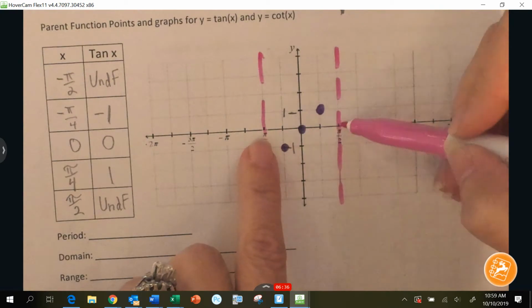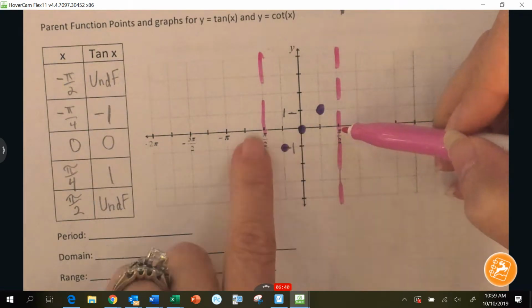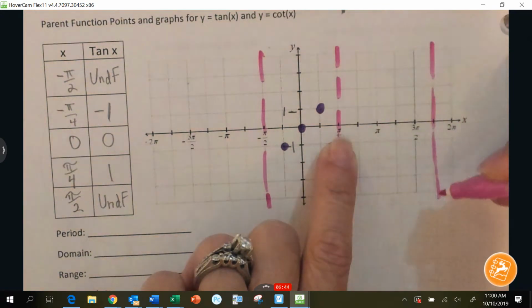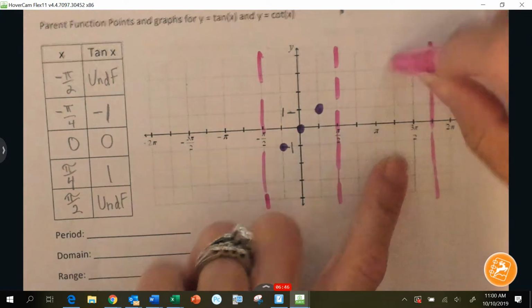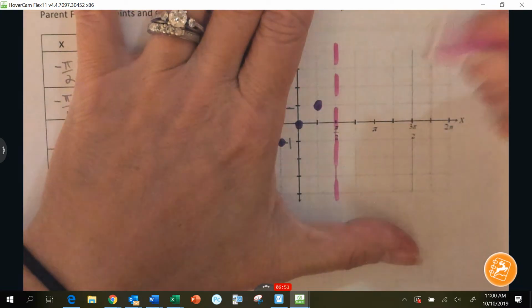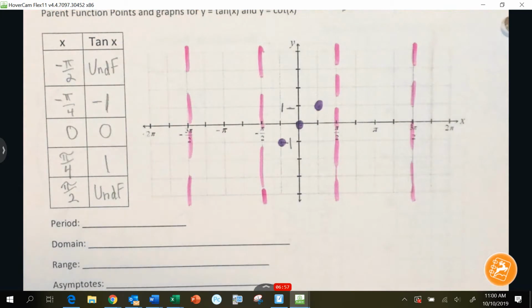So I'm looking at my asymptotes, negative pi over 2 to pi over 2. Those are like 4 blocks apart. So I'm going to go to the next 4 blocks and put another asymptote there. Or did I count wrong? Yep, let me fix that. Okay, we've got some asymptotes there, and then we're going to repeat the pattern.